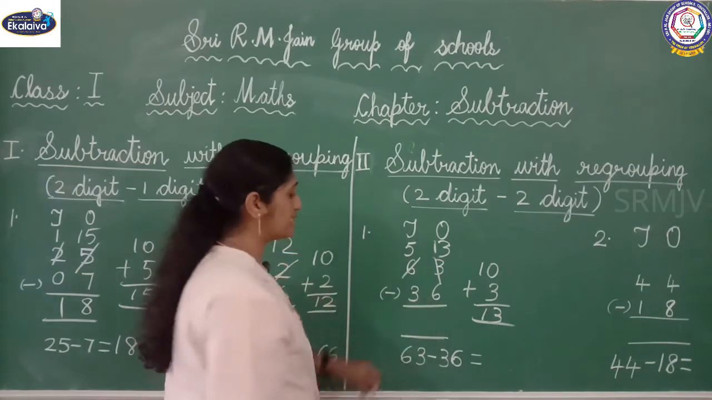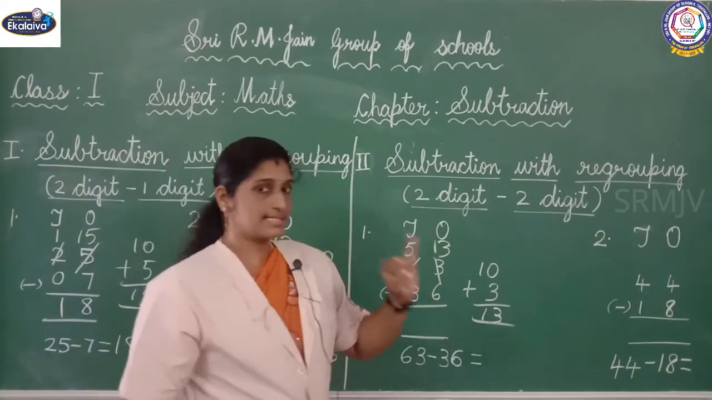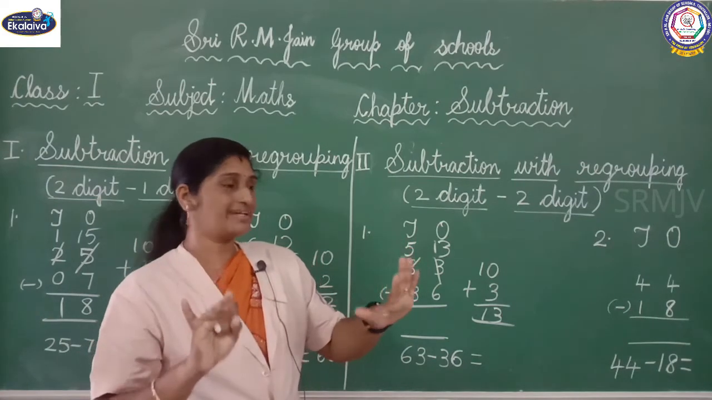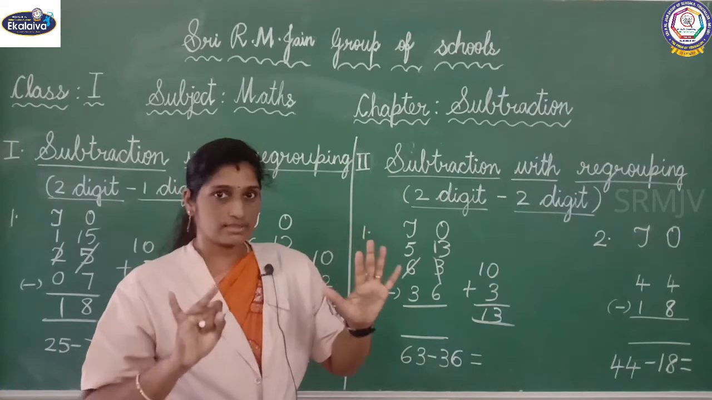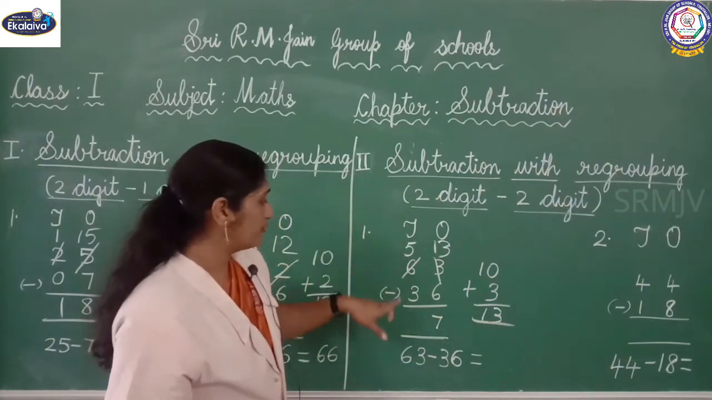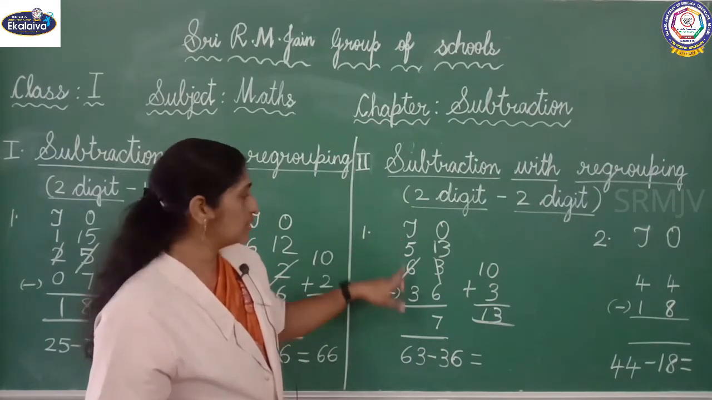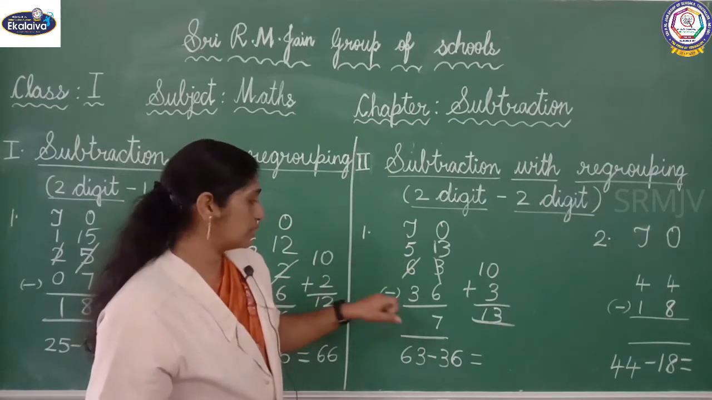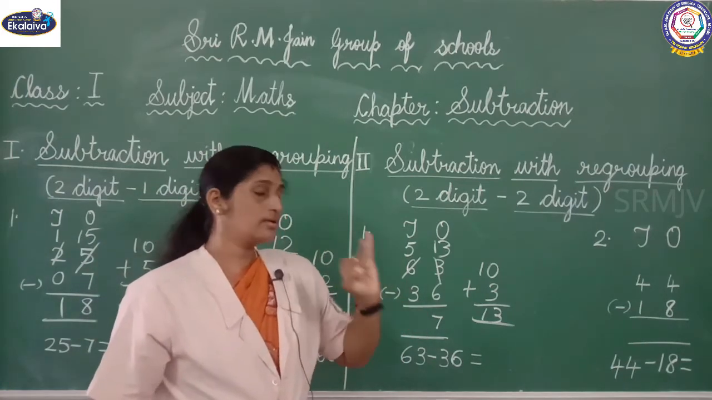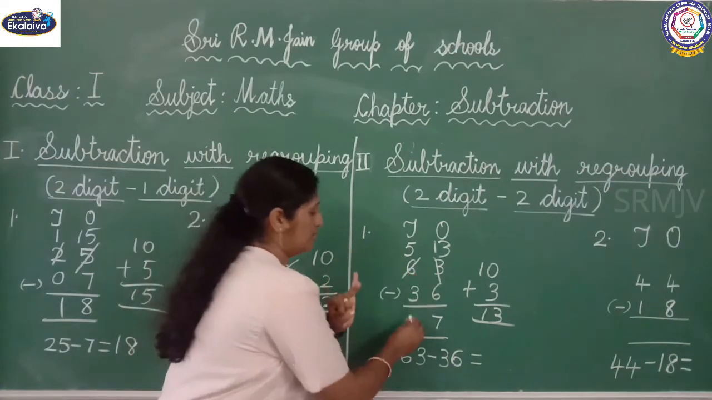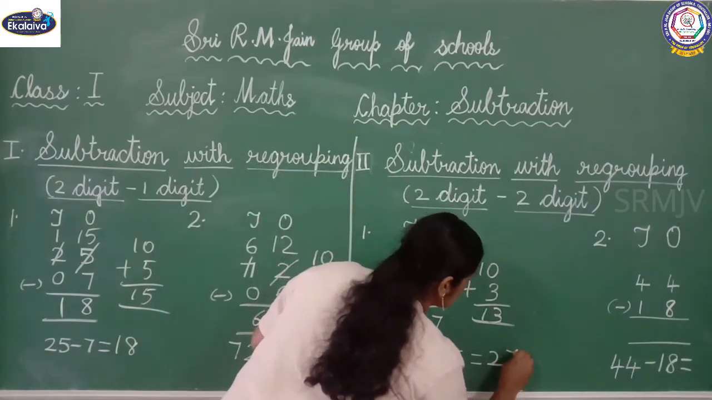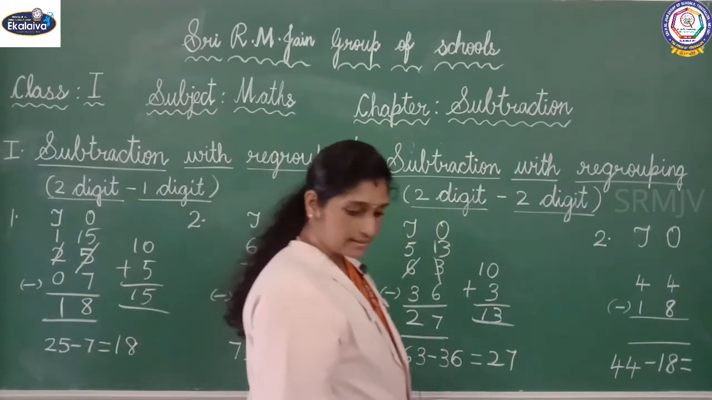Keep 6 in the mind and 6 after 7, 8, 9, 10, 11, 12, 13. Up to 13 I have counted and I have opened 7 fingers. So you have to write 7 and now I am going to subtract the tens. 5 minus 3. 3 in the mind, 3 after 4, 5. We got 2. Okay. 63 minus 36 is equal to 27 is the answer. And next sum.